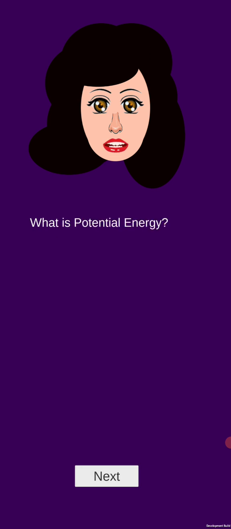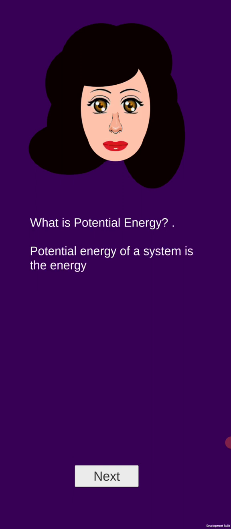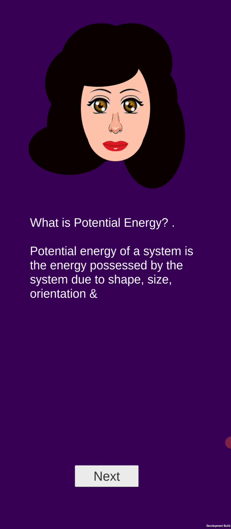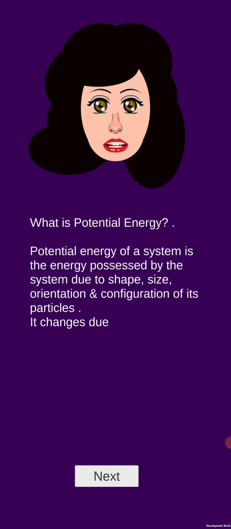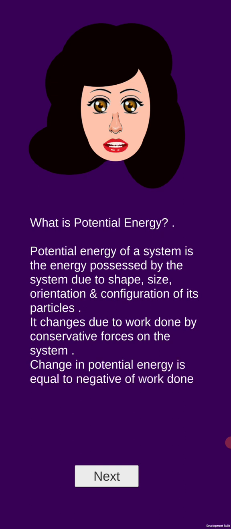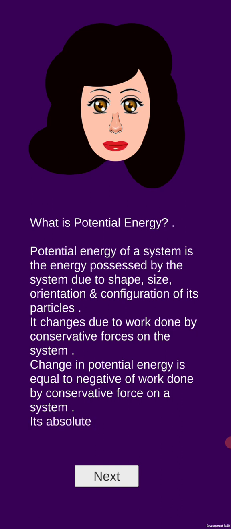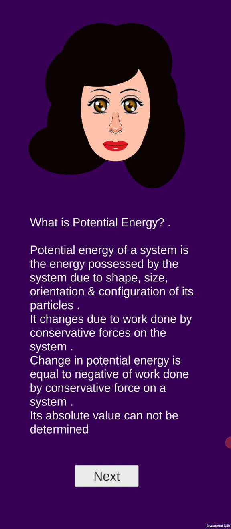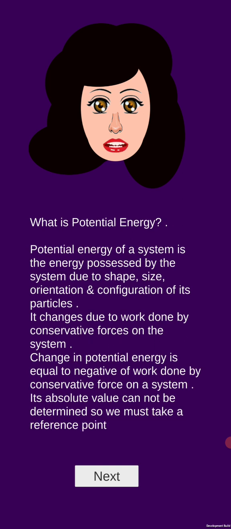What is potential energy? Potential energy of a system is the energy possessed by the system due to shape, size, orientation and configuration of its particles. It changes due to work done by conservative forces on the system. Change in potential energy is equal to the negative of work done by the conservative force on a system. Its absolute value cannot be determined, so we must take a reference point of zero potential energy.